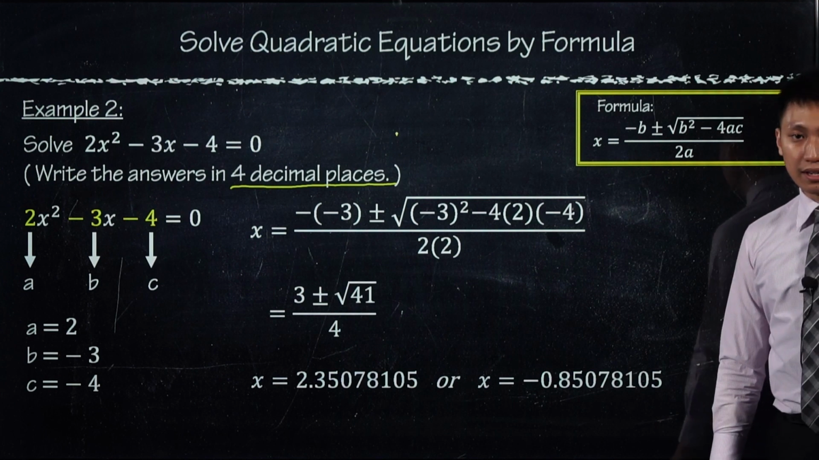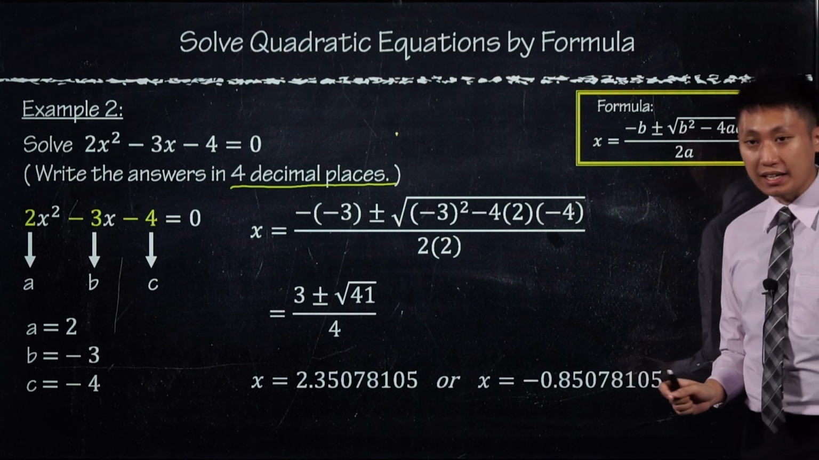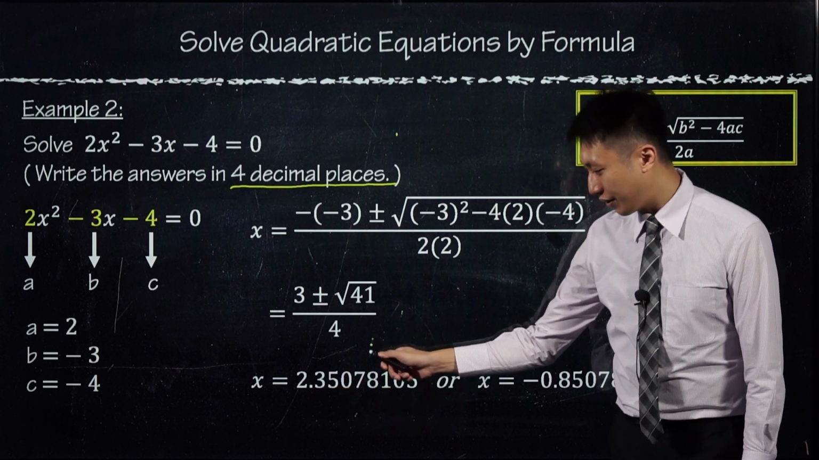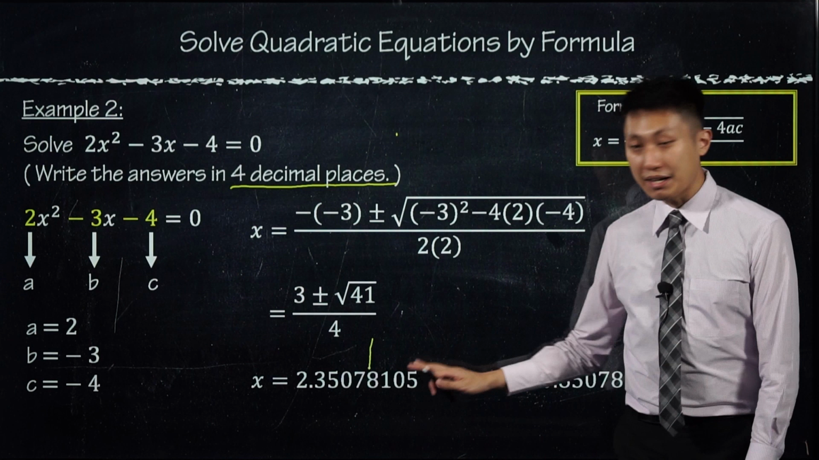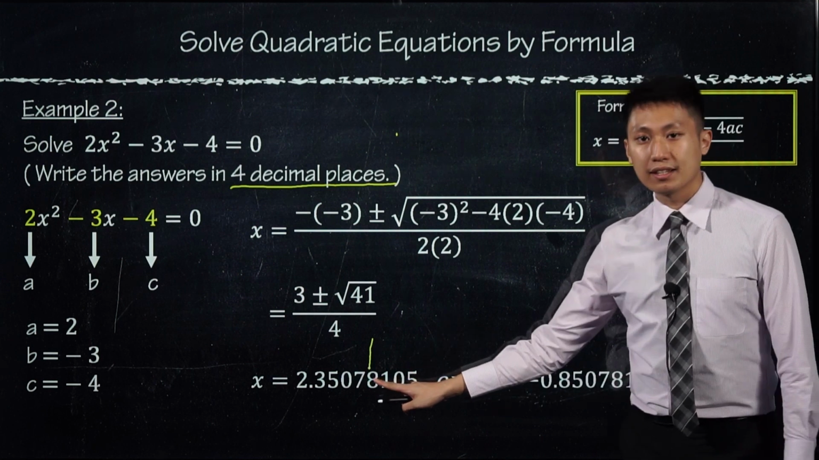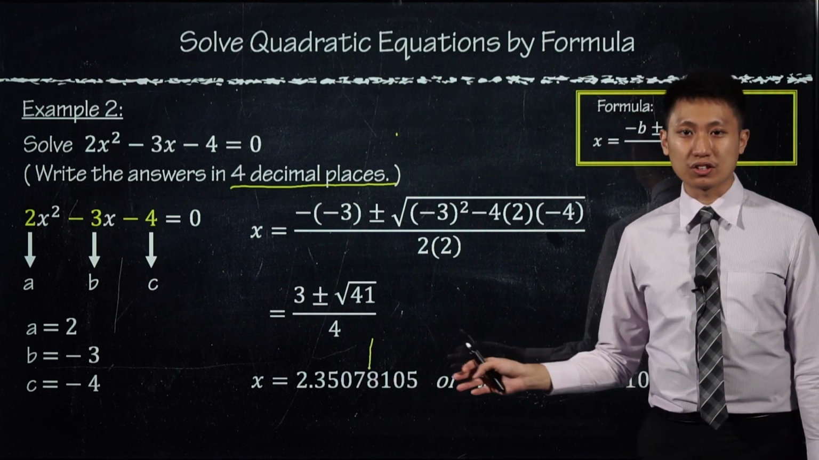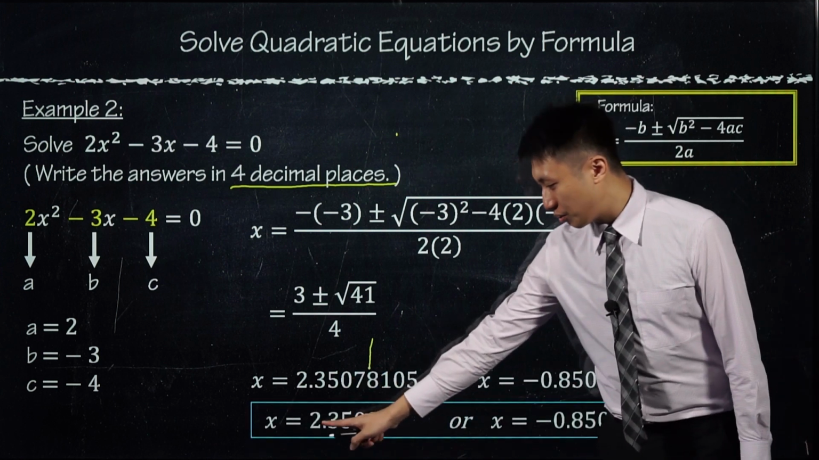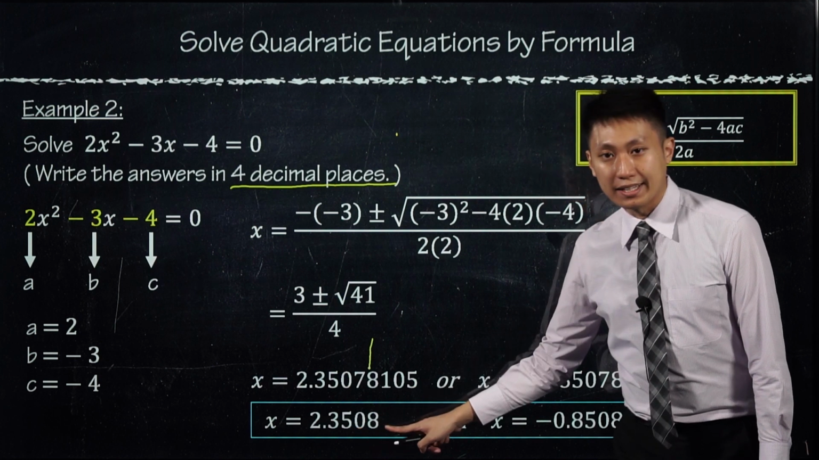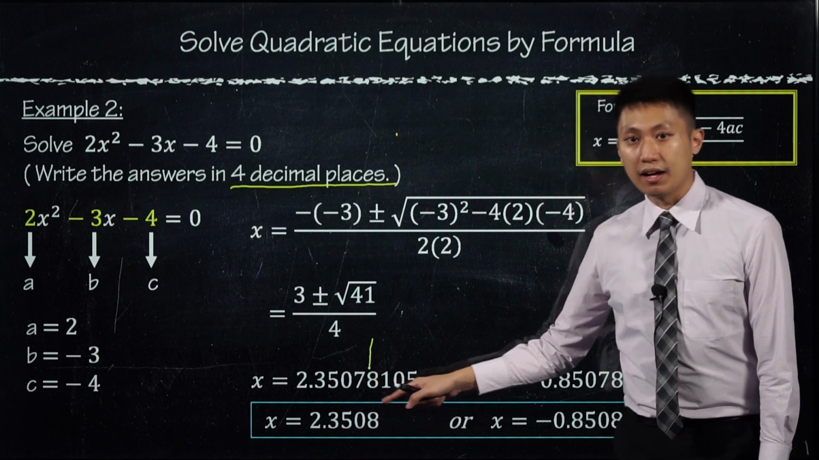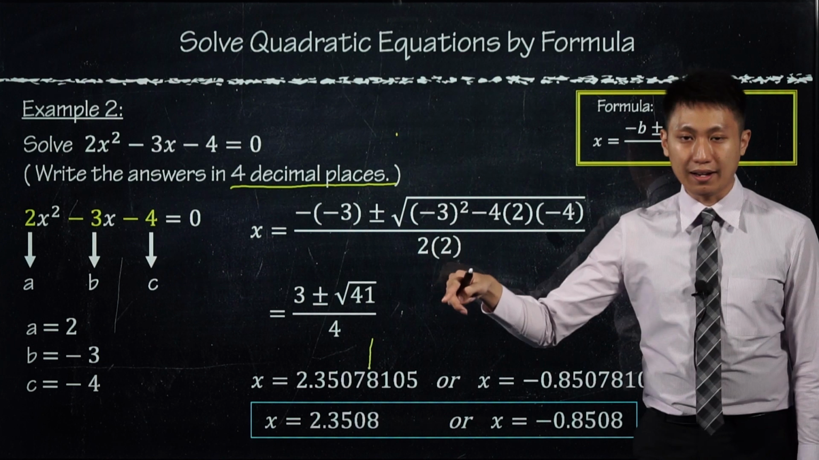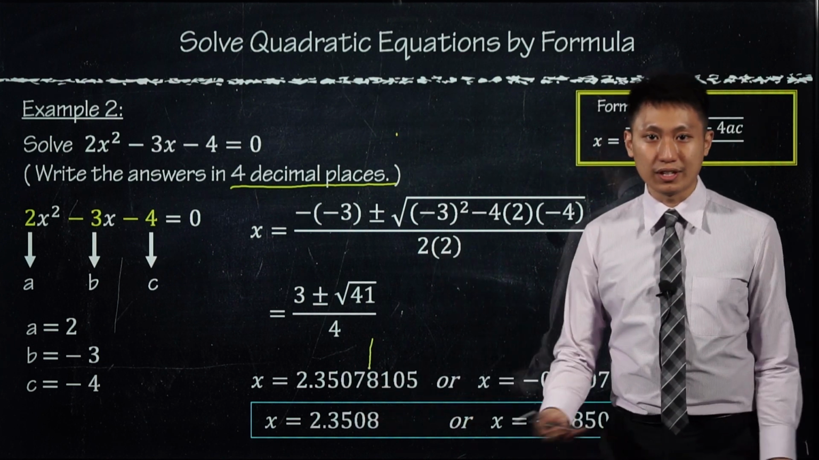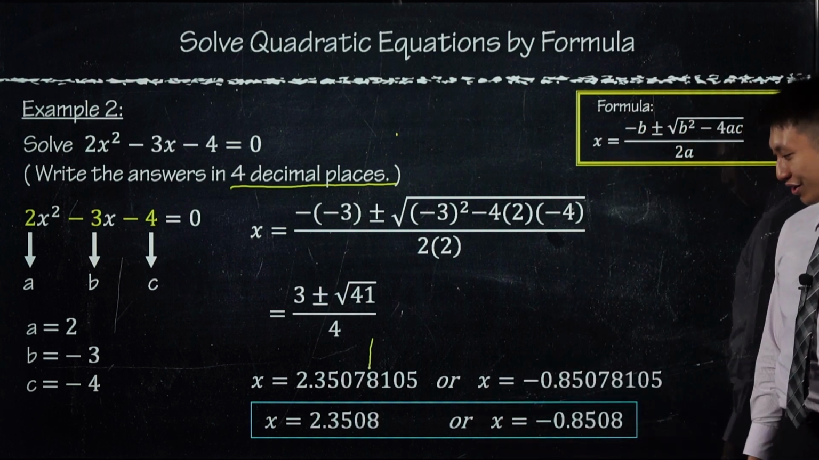So what's your final answer? You want 4 digits eventually. So 4 digits after the dot is until here. After the 7, you don't want it. But here is 8. 8 is bigger than or equal to 5, so you just add 1, so you get 2.3508. Because this 8 is more than or equal to 5, then you add. If it's less than or equal to 4, then you just stay at 7. You don't round up. I think you know that already.